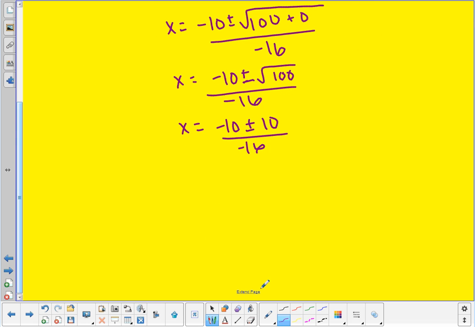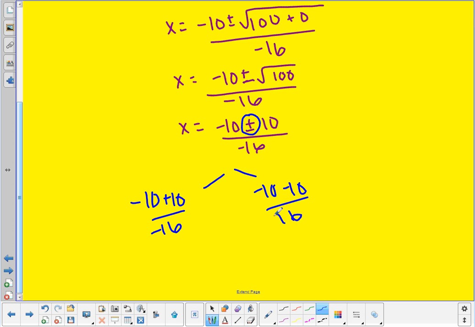All right, so now we're ready to split. Once you get to the point that you've taken the radical of the top, you're ready to split it off. So I have negative 10 plus 10 over negative 16 and negative 10 minus 10 over negative 16. Sorry. Negative 10 plus 10, that's 0. 0 over negative 16 is still 0. Negative 10 minus 10 is negative 20. Negative 20 divided by negative 16.